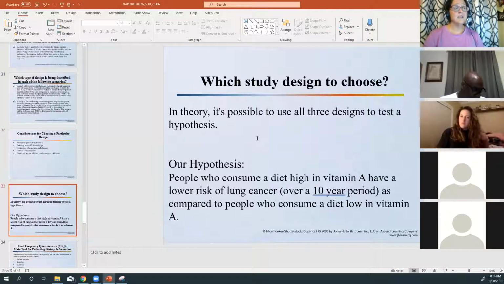Well, in theory, it's possible to use all three designs to test a hypothesis. So let's say we have a hypothesis here. People who consume a diet high in vitamin A have a lower risk of lung cancer over a 10-year period as compared to people who consume a diet low in vitamin A. So I have a hypothesis stated.